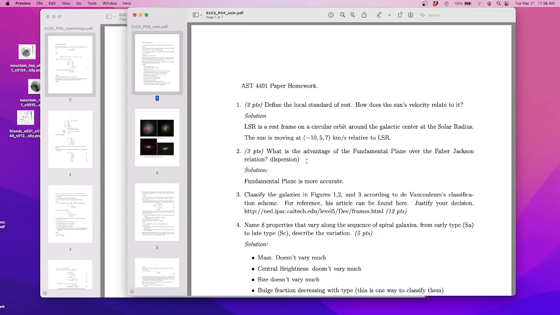So what's the difference between fundamental plane and Faber-Jackson? Let's start with a simpler question. What's Faber-Jackson? It's a relation between luminosity and the velocity dispersion. For what kind of thing? Elliptical galaxies. So it's a relationship between luminosity and velocity dispersion for elliptical galaxies. And what then is fundamental plane? Same thing, but fundamental plane also includes the central surface brightness, so it's more what? Accurate. So it's a more accurate model.